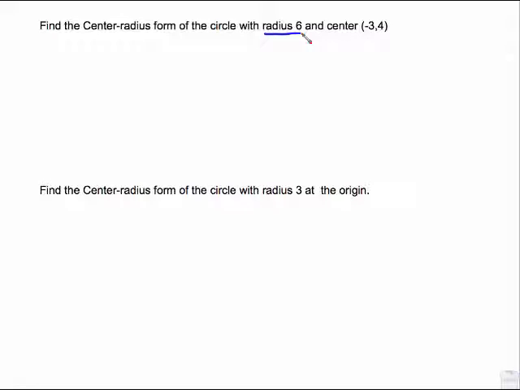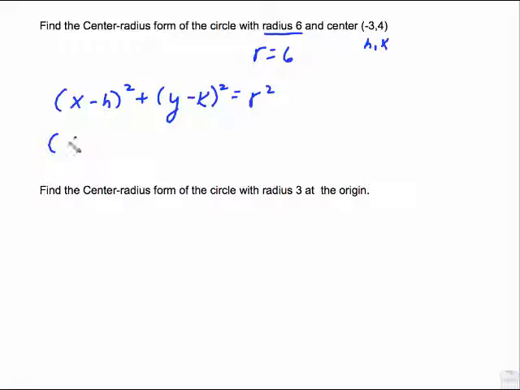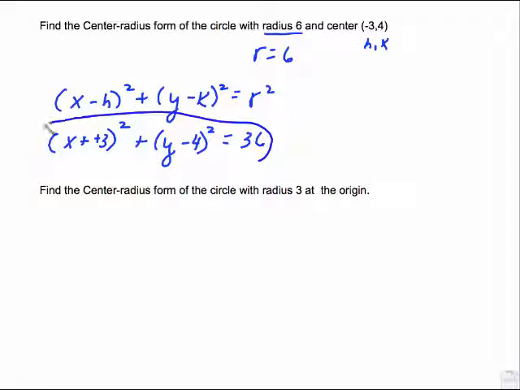So it's got a radius 6, r equals 6, and a center of negative 3, 4. That's my h and k. I know my form for center radius is x minus h squared plus y minus k squared equals r squared. So this is just x minus h, which is negative 3. I'll clean that up in a second. Y minus 4 squared equals r squared, which is 6 squared, which is 36. The only thing I need to do is minus a minus gives me a plus. So there is my center radius form based on that information.